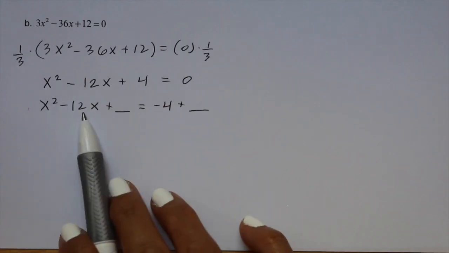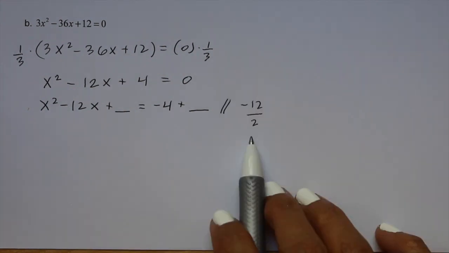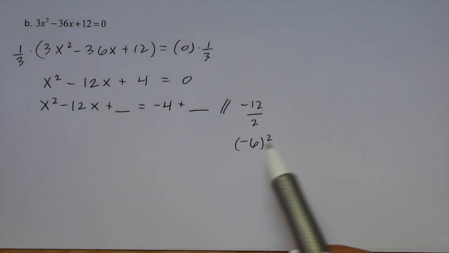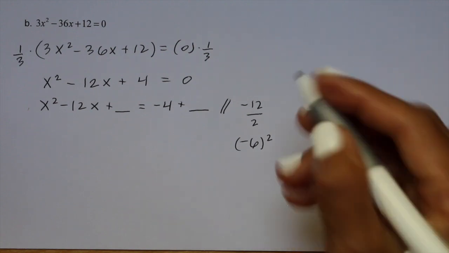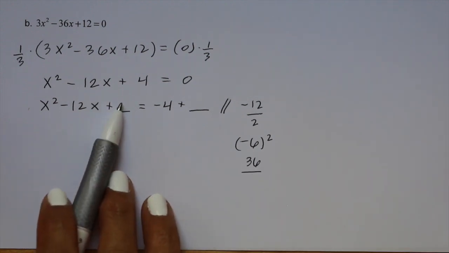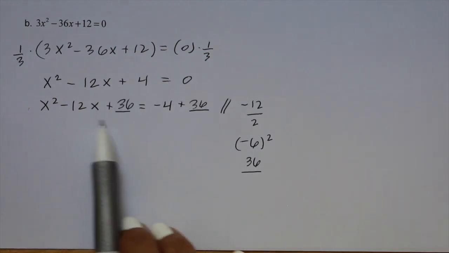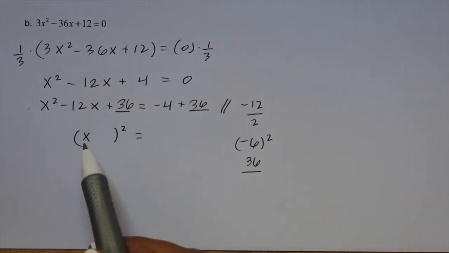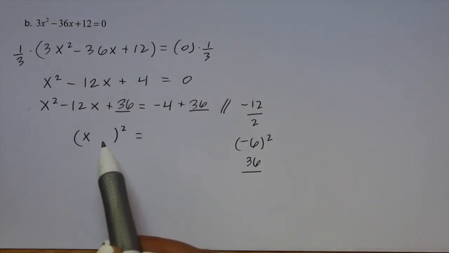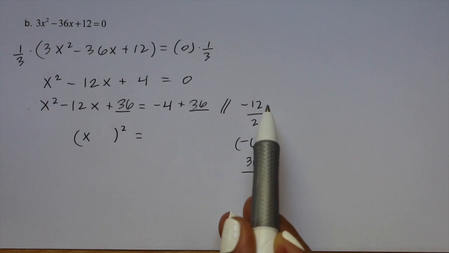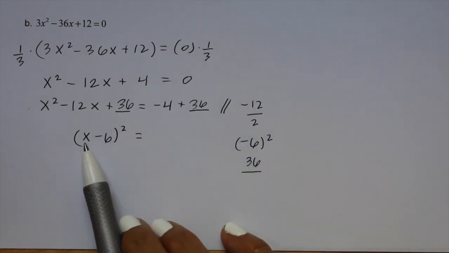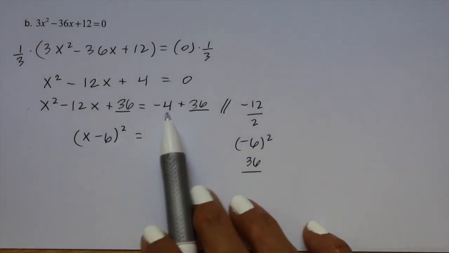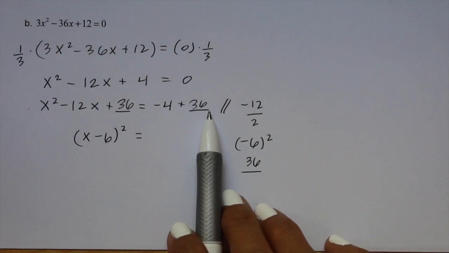So we're going to take our b and divide by 2, and you end up getting -6. Square it, and you get 36. So 36 is the value we're going to add to both sides of the equation. Now we're going to rewrite the left side. You can rewrite it as x and then b divided by 2. So remember, b divided by 2 is going to be -6. So you have x minus 6 quantity squared. On the right side, we're going to combine these to get 32.